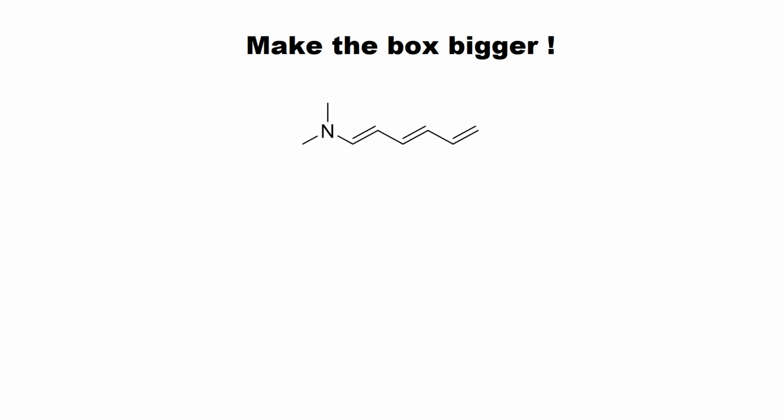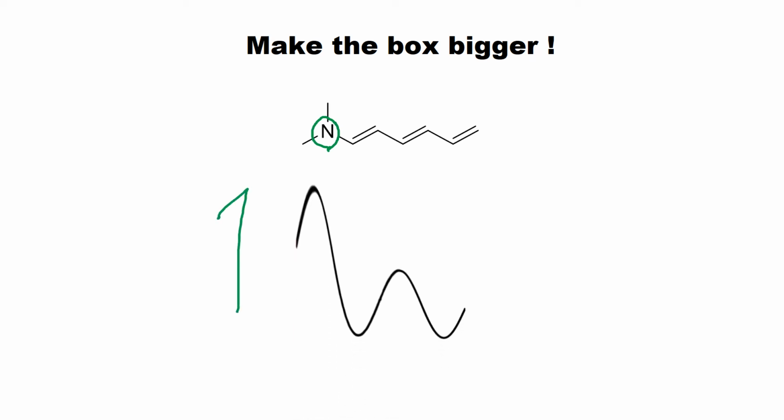Now here is one trick. Not only making the conjugation longer and longer, we can add an electron donating group here. Then practically this part is increasing the energy state, and in the particle in a box, the size of the box is becoming practically much bigger than before.